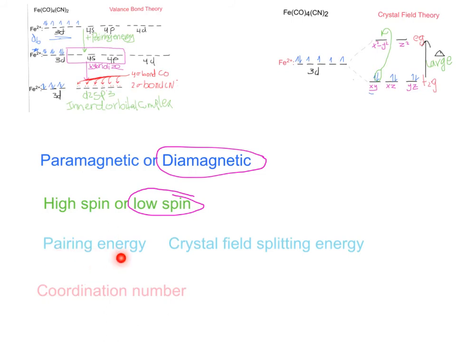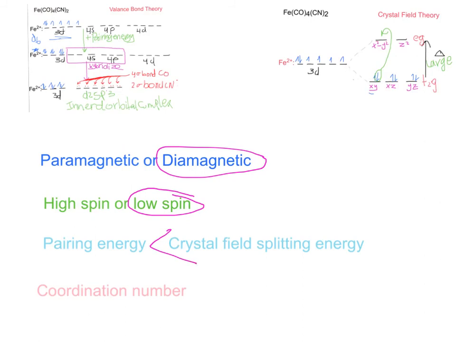Is the pairing energy greater than the crystal field splitting energy or lower? So we have a very large energy. We have a strong field ligand. So definitely the crystal field splitting energy will be larger.